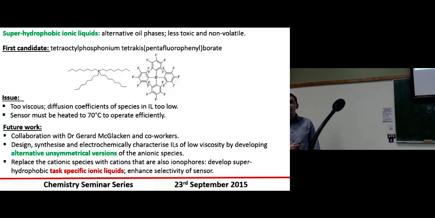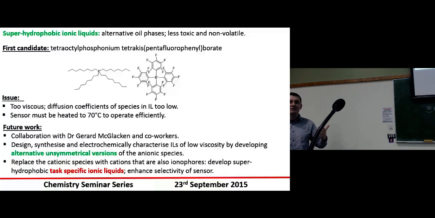Another maybe dream at the moment is to replace this cation with a cation that is also an ionophore. That means that the cation will be selective to certain ions in solution. So it'll be a task-specific, super hydrophobic ionic liquid, and that'll be a really good sensor. It'll be non-volatile, it'll be sensitive, it'll be capable of detecting species selectively. So it's got everything going for it, and it also operates on a different principle to normal sensors.